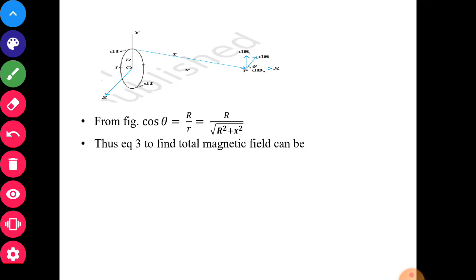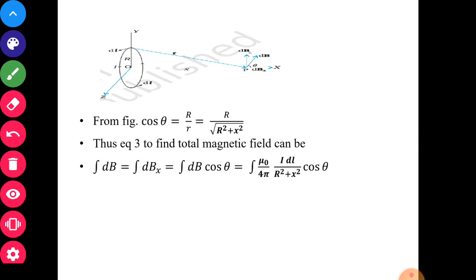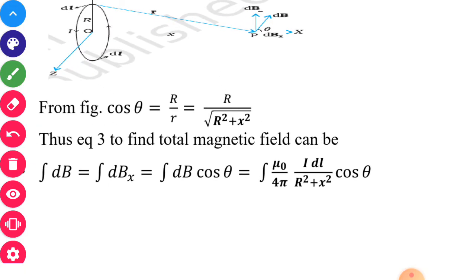Thus, equation 3 to find the total magnetic field: the value of B is because of only the dBx component. Try to understand. So we are integrating it. We have to take all the dBx components, and dBx is nothing but dB cos theta.